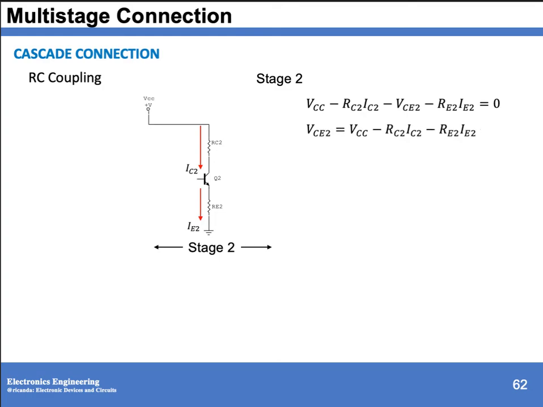So solving for your VCE2, since we already have the value of your IC2 as well as your IE2, that is equivalent to your VCC minus the voltage drop across RC2 minus the voltage drop across RE2. And if you have to solve for your VC2, that is VCE2 plus the voltage drop across RE2.